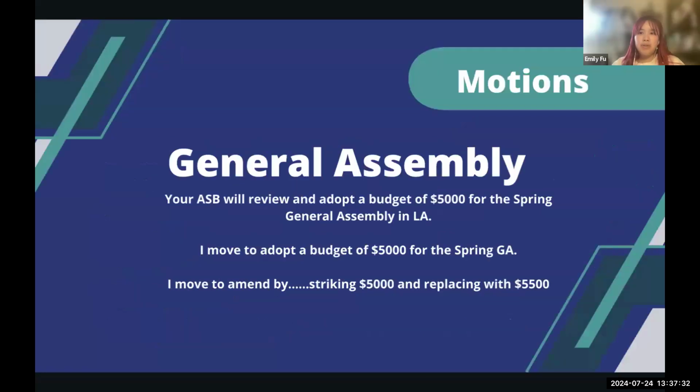So this will be another example of how to give out motions and amending motions. So let's just say for General Assembly, your ASB will review and adopt a budget of $5,000 for the spring General Assembly in LA. If you want to go into this motion and introduce business, which is the main motion, you will say, chair, I move to adopt a budget of $5,000 for the spring General Assembly. And maybe someone else in your assembly says, oh no, I think $5,000 is not going to be enough. So they will raise their hand and say, chair, I move to amend by striking $5,000 and replacing it with $5,500. Next slide, please.